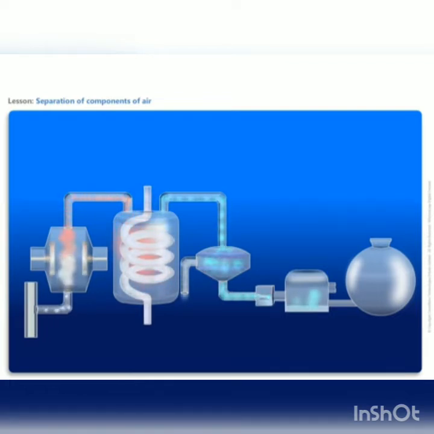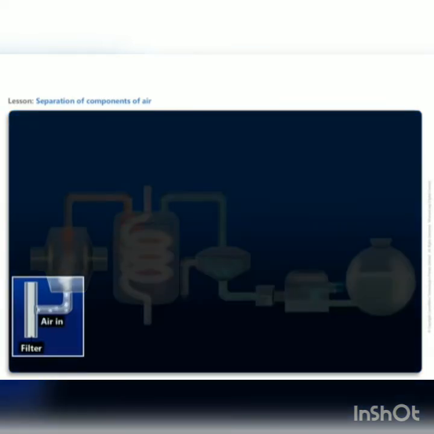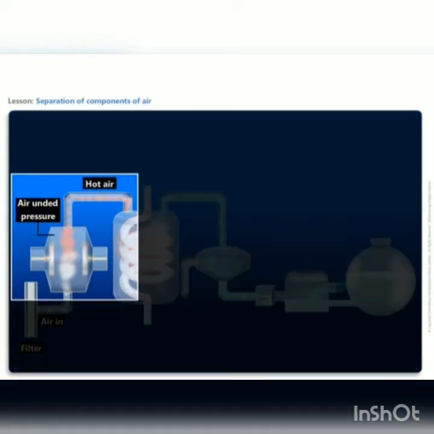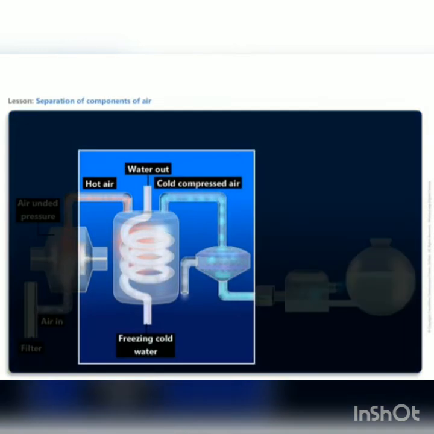This is brought about by compressing and cooling air and allowing it to slowly warm up in a fractionating column. Air is first passed through a filter to remove impurities like dust particles. Filtered air is passed through compressors and compressed to very high pressure, around 200 atmospheres. Compressed air is passed through a freezing unit where it is cooled to about -200 degrees centigrade.